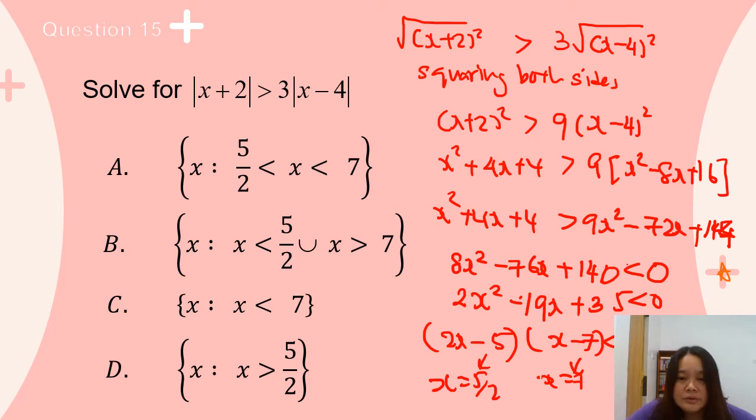Since you want to choose the region, we may use the graphical method if you like. So 5 over 2 and 7. You are going to choose the region which is negative. So it's in between. So the answer should be A.